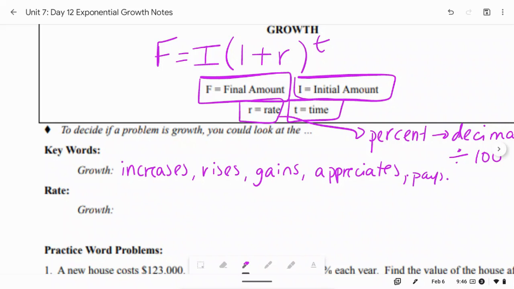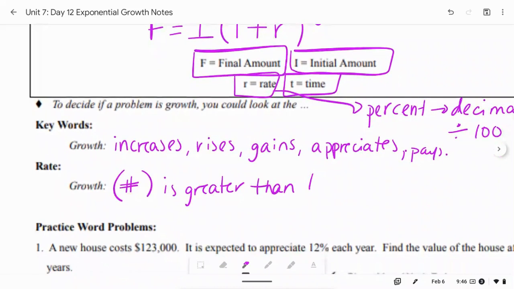You can also find whether or not an equation is exponential growth or decay by looking at the equation. In the equation, if the number inside of the parentheses is greater than 1, this would be an example of exponential growth. So let's say you have 1.01 in parentheses, that would be growth. But if you had something like 0.96, that would be decay. So that would not be an example.